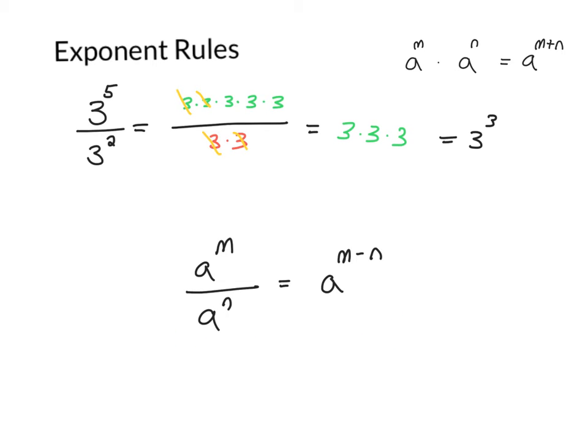All right, so if I have the same base in my numerator and denominator, when I'm dividing, I can just subtract my exponents. So I can take the exponent in my numerator and subtract the exponent in my denominator. Okay, so this gives us our second exponent rule. Okay, so I'm going to clean this up. I'll bring our exponent rule over. We'll come back and talk about a third one.